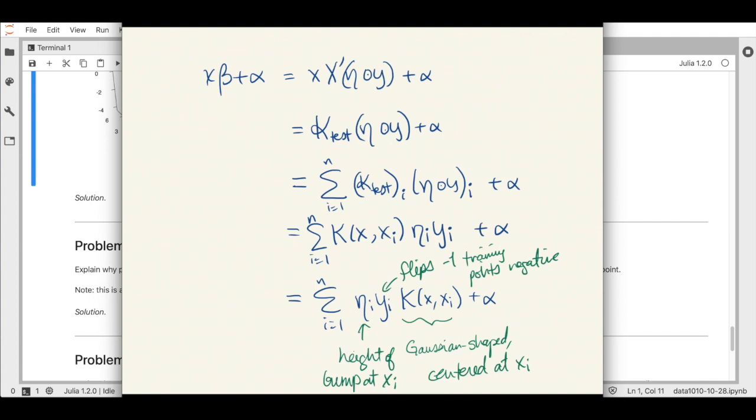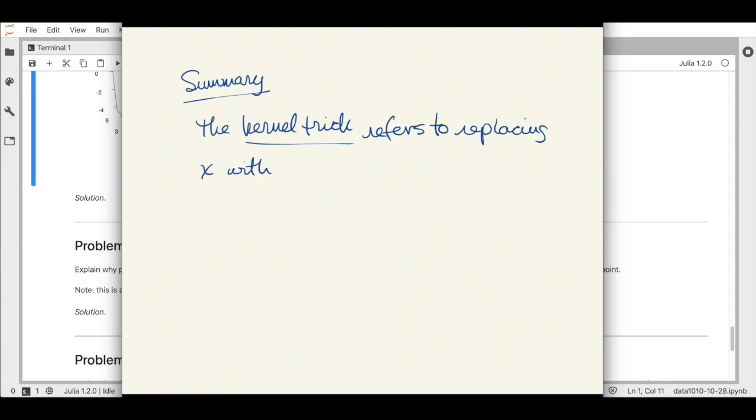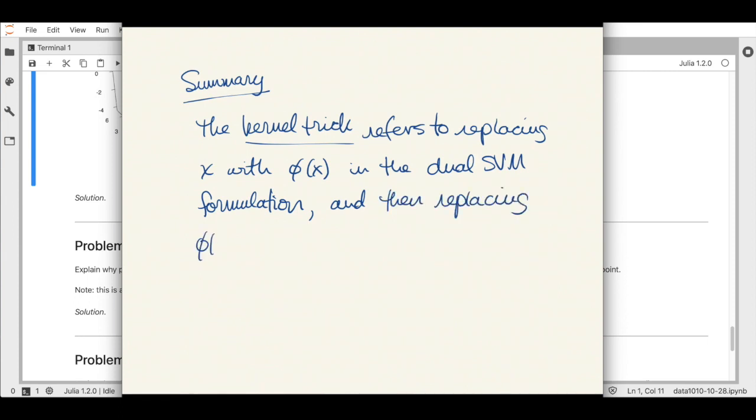It's telling us how much weight we're giving that point as we try to make a decision about whether a new test point is on one side or the other of the decision boundary. So in summary, to apply the kernel trick, we replace x with phi of x in the dual SVM formulation, where phi is a map from our original feature space to another feature space. And then it turns out that the only appearance of x is in the form xx transpose, which consists of dot products of rows of x.